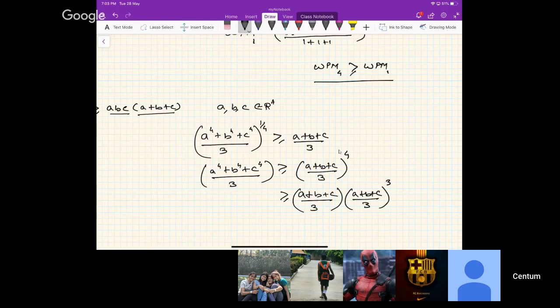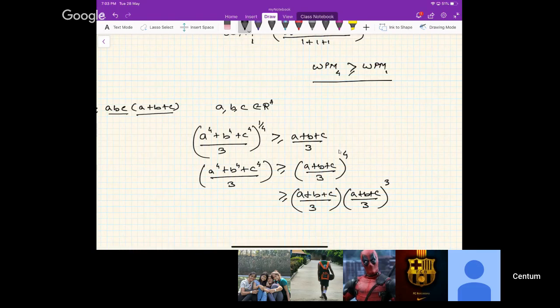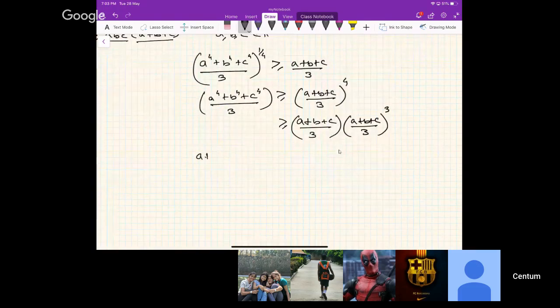Okay, right? Now (a plus b plus c) by 3, what is it? It is giving me an indication of the AM of a, b and c, which will be greater than equal to (abc) to the power 1 by 3. Yes or no?